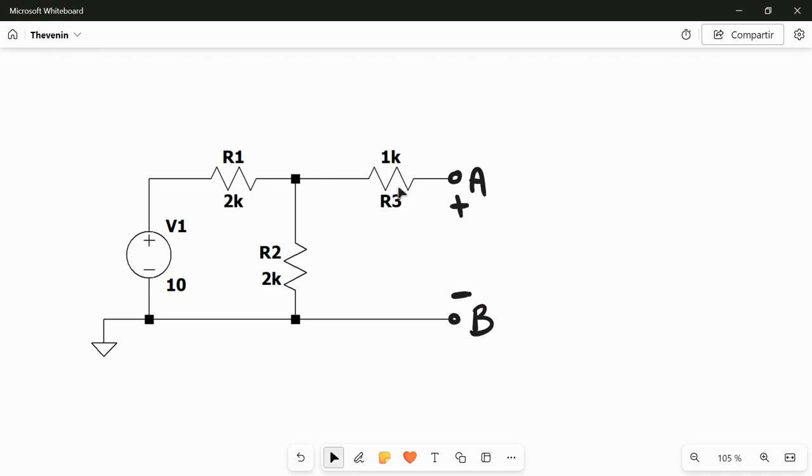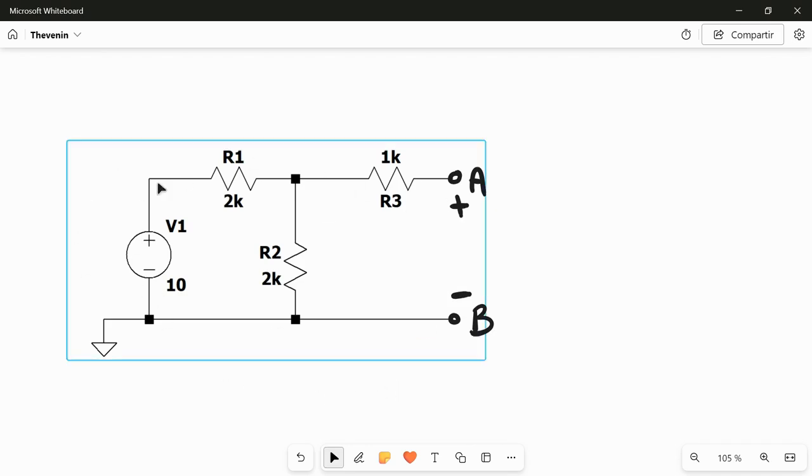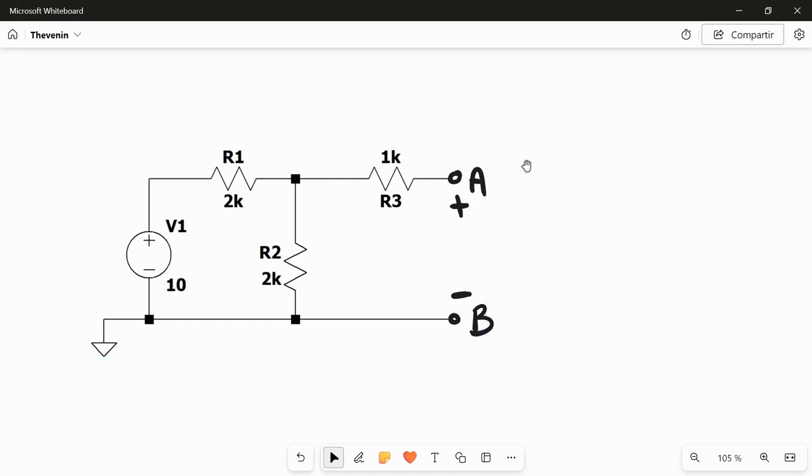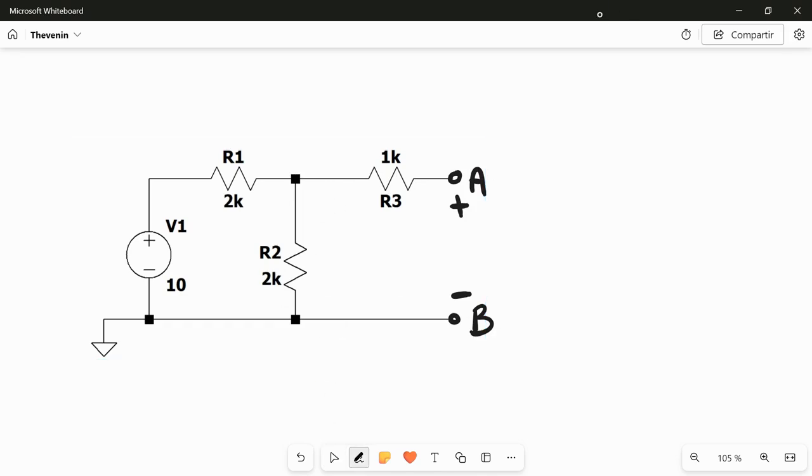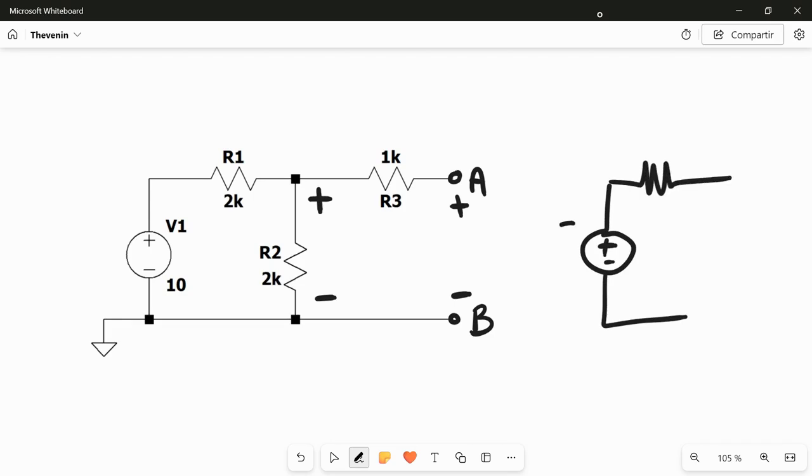So we look at this mesh and we see that there is no current flowing in this R3 resistor as it is open. And so the voltage between A and B is equal to the voltage between these two points, which is again half of 10 volt because of the voltage divider. So we can say that our Thevenin voltage is again 5 volt.